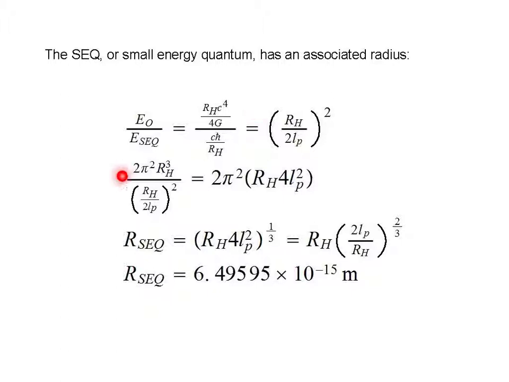So we'll take the volume of the observable hyperverse and divide it by that number, and we get this equation here, 2 pi squared times this value here. Now this should be radius cubed, so we have to take the cube root of this. So the cube root would be the radius of the SEQ, and that can be expressed as this value here to the 1/3 power, or alternatively r sub h times 2 LP over r sub h to the 2/3 power. And numerically, it comes to about 6.5 times 10 to the minus 15 meters.